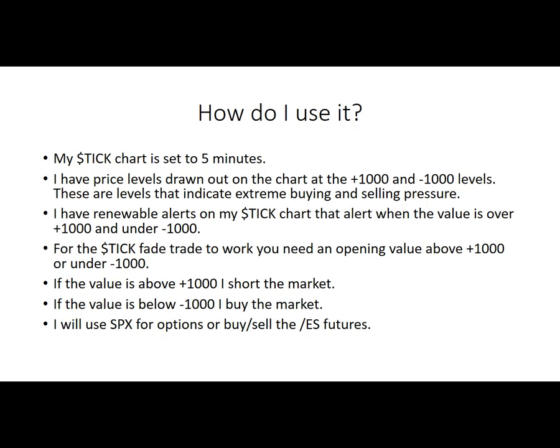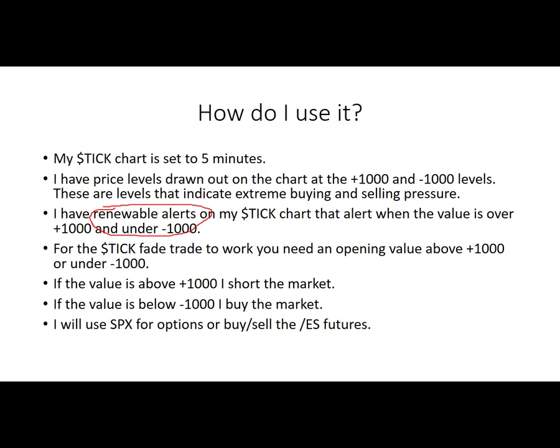So that is how I use the tick chart. I do have renewable alerts right here on my tick chart at plus 1,000 and negative 1,000. By renewable I mean once the alert is triggered, it is set to reset itself so that if it's triggered again, it alerts me again. So I don't have to reset it every single time it's tripped, because especially in these market conditions, the plus 1,000 and negative 1,000 ticks are tripped multiple times a day. So those are set to renew.